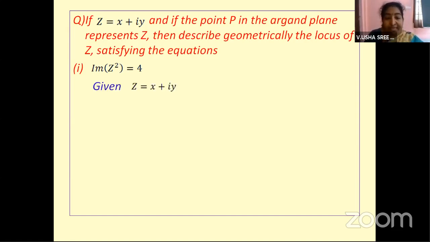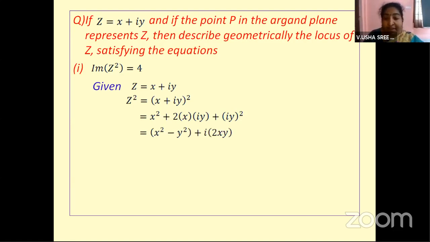So you are given that z is equal to x plus iy. We will calculate z square. Z square is equal to x plus iy whole square. Then you have it as x square plus 2x iy plus iy whole square. Okay, we'll expand this. Iy whole square is nothing but i square y square. i square is minus 1. So this value is minus y square, isn't it? So we are writing it as x square minus y square plus i into 2xy. That means we are rearranging the given equation with the real part plus some imaginary part.